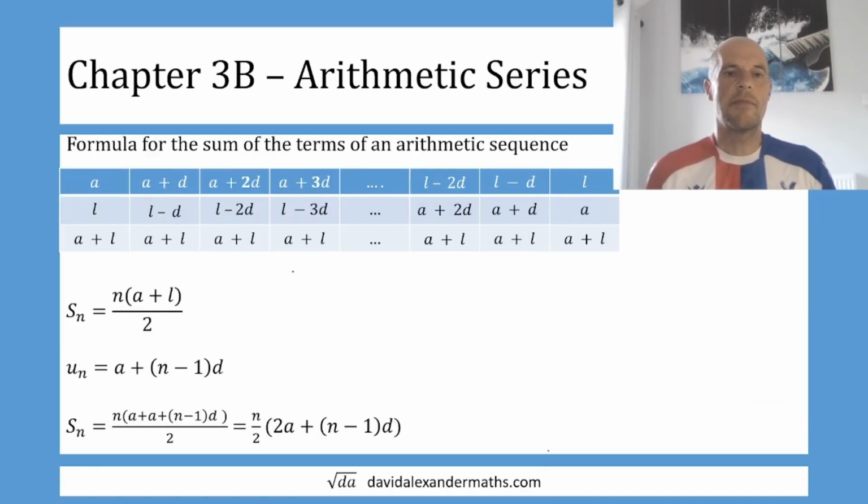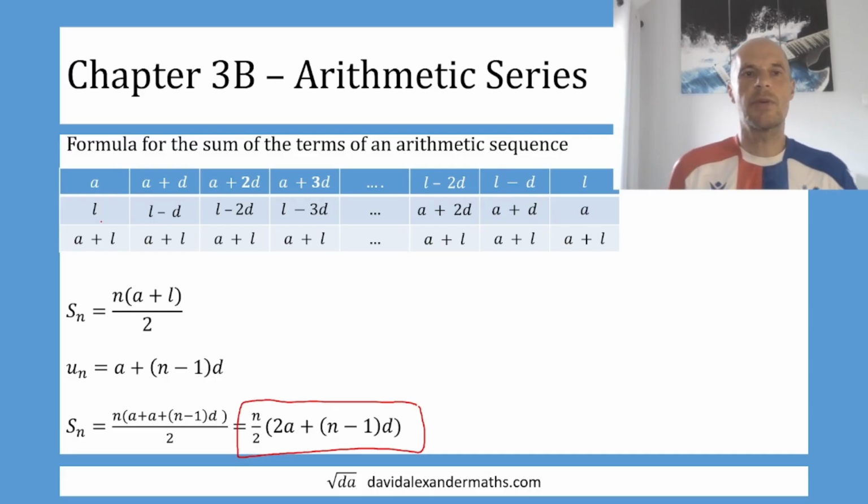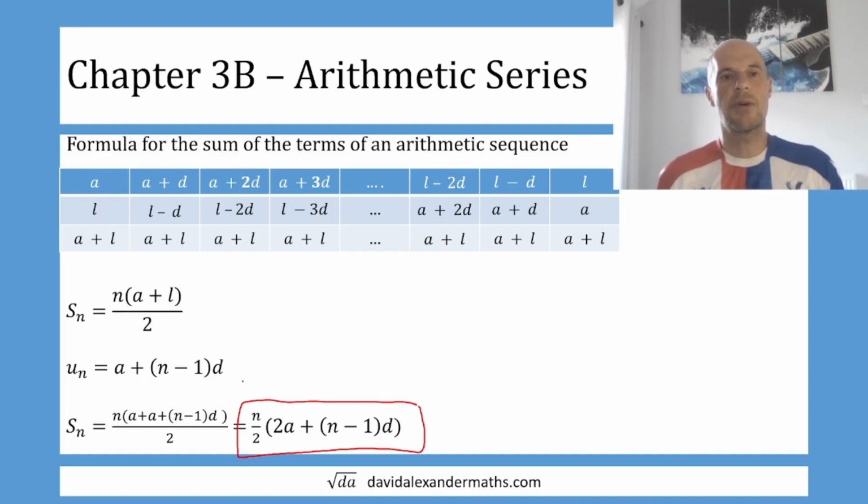Okay, so the formula for the sum of the terms of an arithmetic sequence, in other words, an arithmetic series, is this formula here: n over 2 multiplied by (2a plus (n minus 1)d). This is given to you in the exam, so as long as you are aware of its existence, then you don't really need to watch much more of the video, just use that formula. But let me just prove where it comes from.